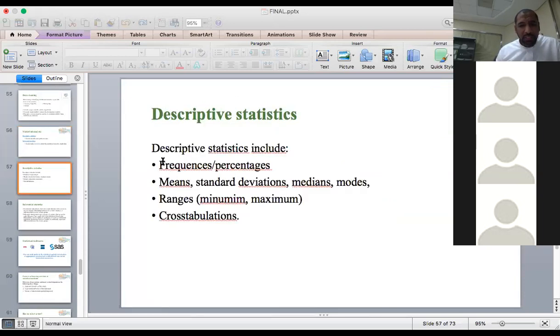Now, descriptive statistics, like frequency and percentage. When you report the frequency, you have to report the percentage. You can't report percentage without the frequency. It's very important. When you report mean, you have to report the standard deviation. When you report median, you have to report the IQR. Range, the minimum and the maximum, and the cross tabulation. This is called descriptive statistics.